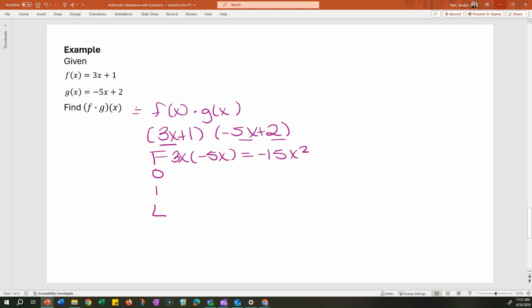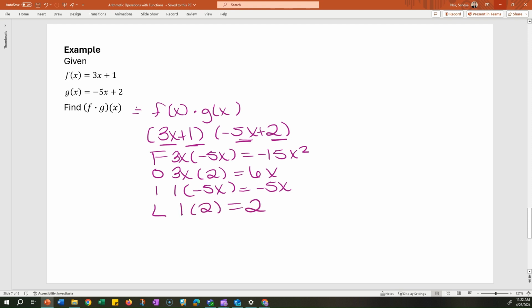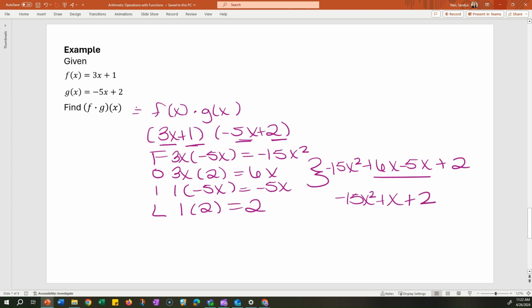Then we multiply the outside terms. So we have 3x times 2, which is 6x. And then we have the inside term. So we have 1 times negative 5x, which is negative 5x. And then we have last times last, so 1 times 2, which is equal to 2. So now if we go ahead and add up all the terms, we have negative 15x squared plus 6x minus 5x plus 2. So if we simplify this, remember these two middle terms can combine. So we have negative 15x squared, 6x minus 5x is just 1x. So we have plus x and then plus 2. And so this is now our fully simplified answer.